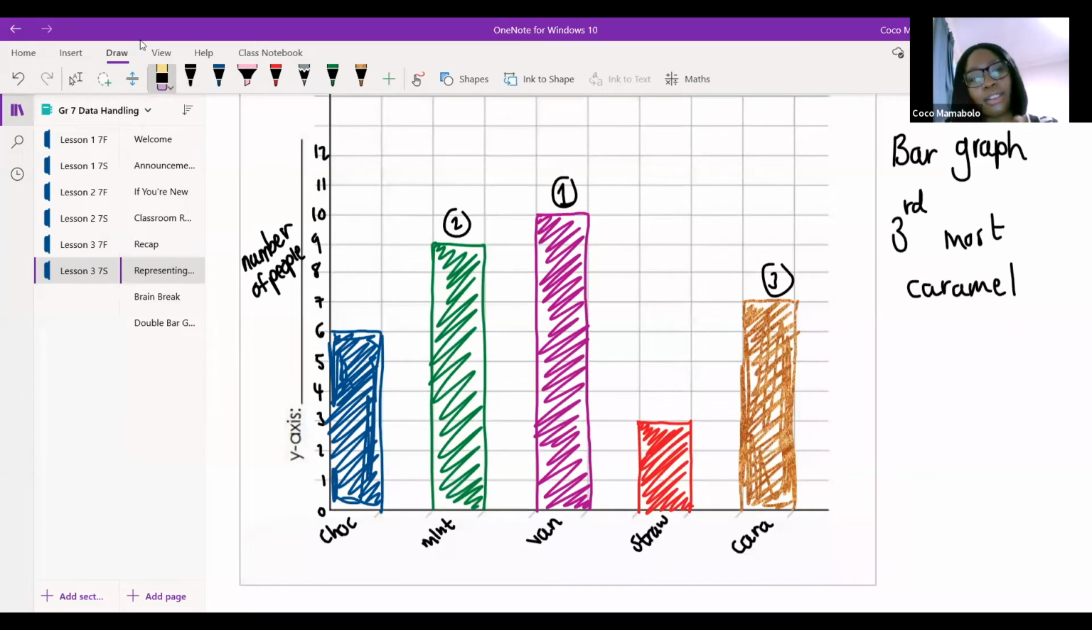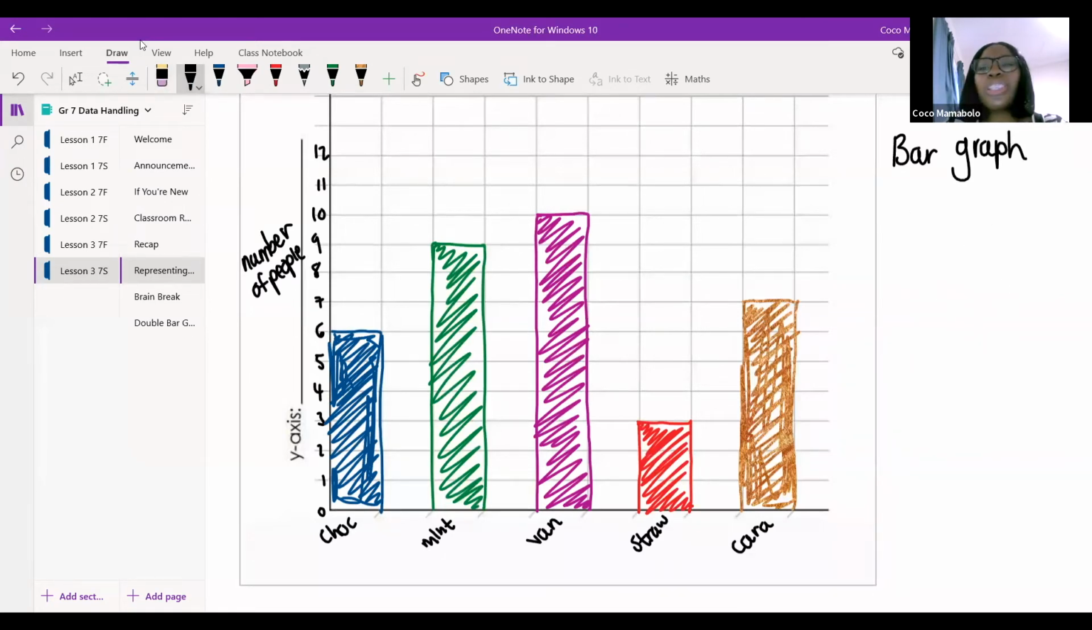Alicia, are you understanding? So I can look at how tall my bar is, and I can tell which one is the 3rd most popular. Okay, do you understand what I'm getting at? Same as if I asked you, which is the least favorite? Which one doesn't have that much? Which one do people not like that much?